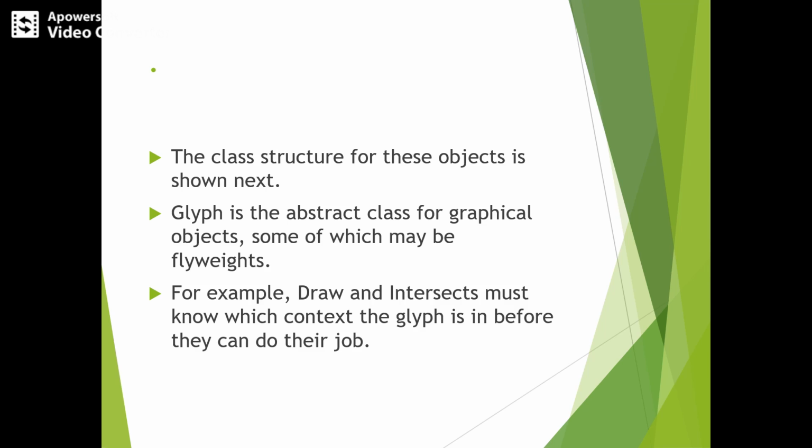Glyph is an abstract class for graphical objects, some of which may be flyweights. We will take the next diagram. Their operations that may depend on extrinsic state have to be passed to them as a parameter. That is the thing we need to count. Another example is draw. Draw and intersect must know which context or glyph they are in before they can do their jobs.